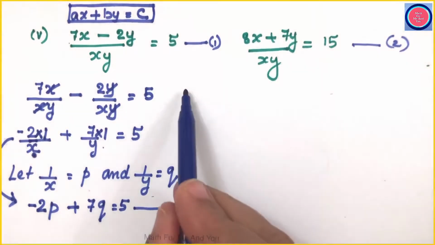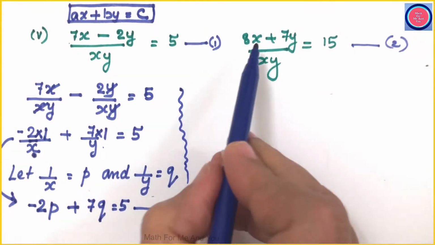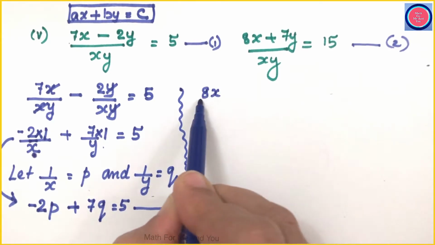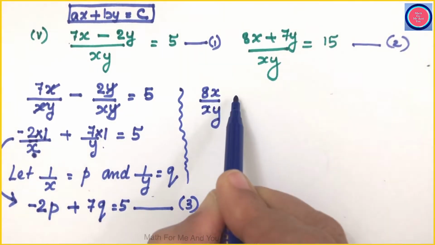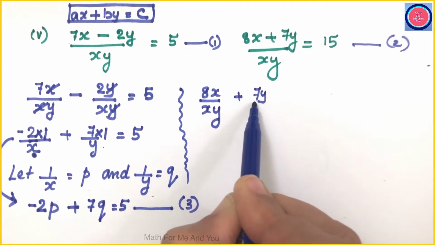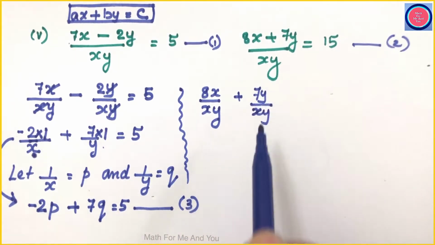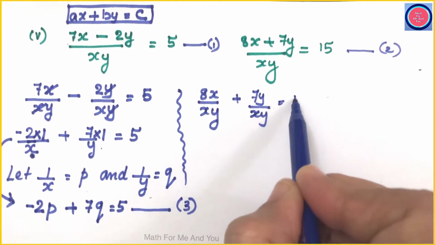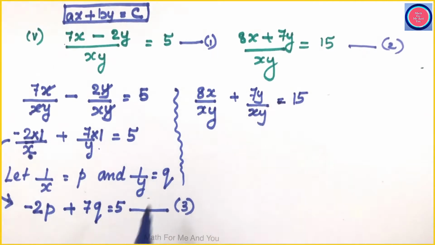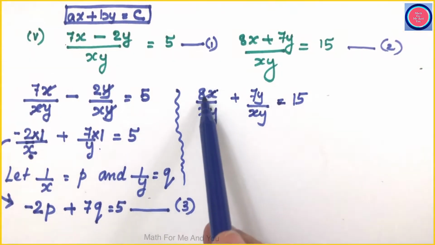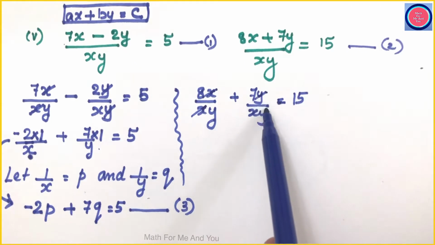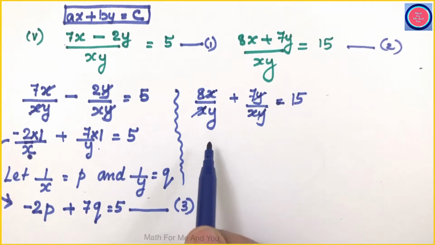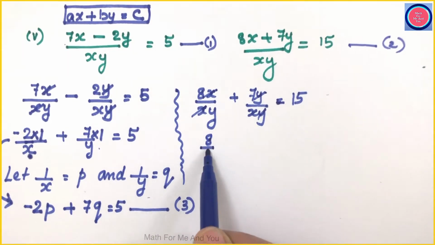Equation number 2 also we can change in the same way, and then we get a second linear equation. How can we do that? Split the terms. First term 8x with the denominator xy plus second term 7y with the same denominator xy. So we have split the terms and the right side is equal to 15. What common can we cancel? x is common in the first term and y is common in the second term. What is left? It is 8 over y plus 7 over x equals 15.